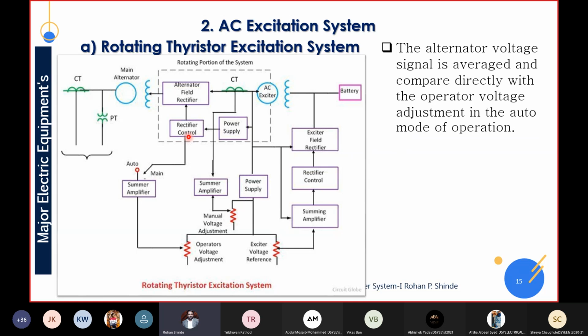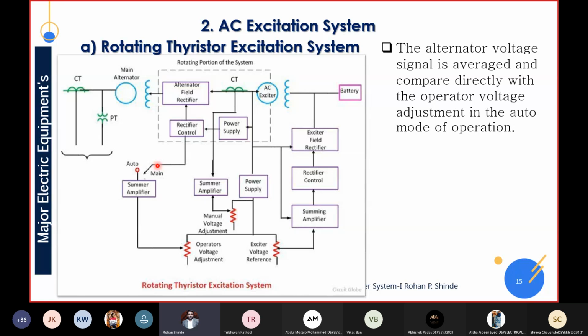Now the alternator voltage signal is averaged and compared directly with the operating voltage and adjusted into auto mode operation. Okay, now see here, all these things are nothing but the control mechanism. In that control mechanism, this output will be provided here, and now this output will be the operated voltage adjustment. Some adjustments are there.